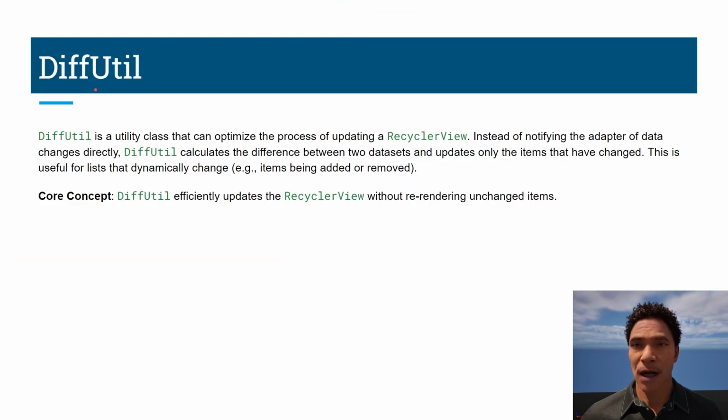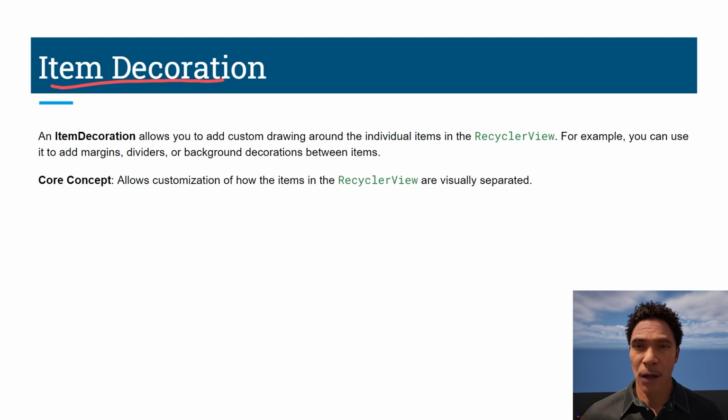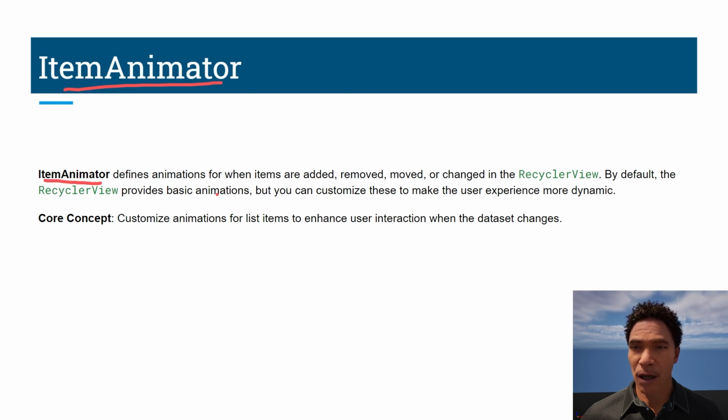performance. DiffUtil. DiffUtil is a utility class that can optimize the process of updating a recycler view. Instead of notifying the adapter of data changes directly, DiffUtil calculates the difference between two datasets and updates only the items that have changed. Item decoration. So you can use, for example, dividers and background decoration between items. Item animator. Item animator defines animations that you can use when items are added, removed, moved, or changed, okay? To achieve very particular use cases with beautiful aesthetics for apps.